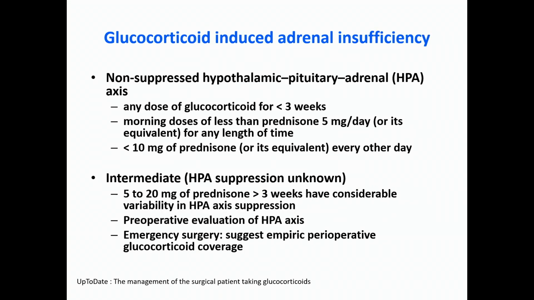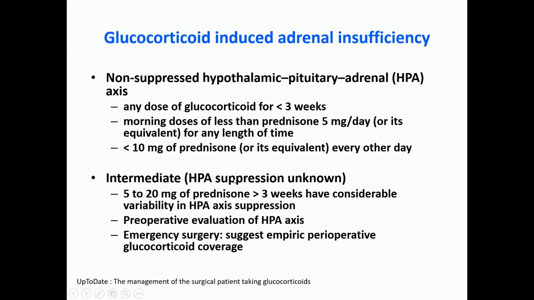I took this reference from UpToDate, which I think is a pretty helpful way of thinking of things. They divided it into 3 categories, the first 2 on this slide, and the next slide will show the third one. You probably will be okay and will not have a suppressed hypothalamic pituitary adrenal axis in any of these categories: if they've only been on steroids for less than 3 weeks, they're on less than 5 milligrams of prednisone or its equivalent, or less than 10 milligrams of prednisone or its equivalent every other day.